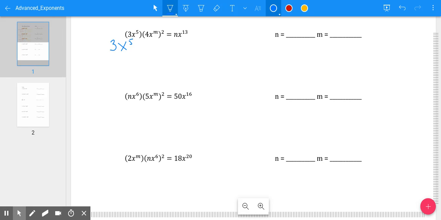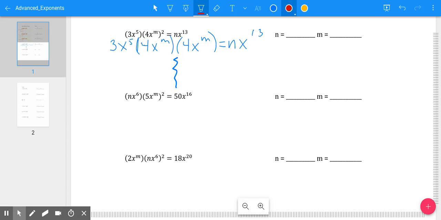The first quantity is not going to change, but the second one I'm going to go ahead and write it 2 times. So 4x to the m times another 4x to the m, since that's what it means to square something. And now it's going to become a problem just like the last two.